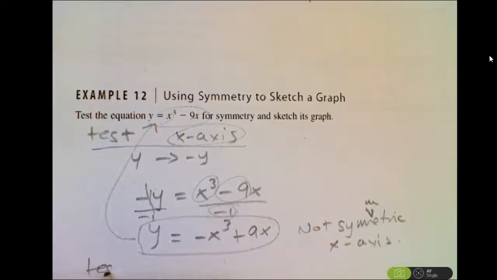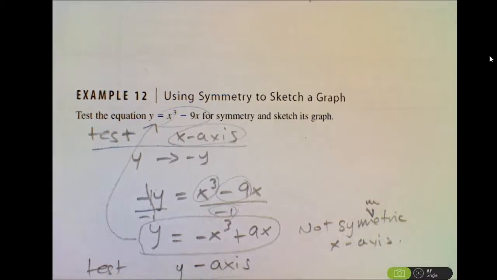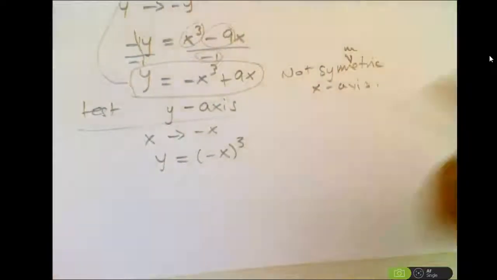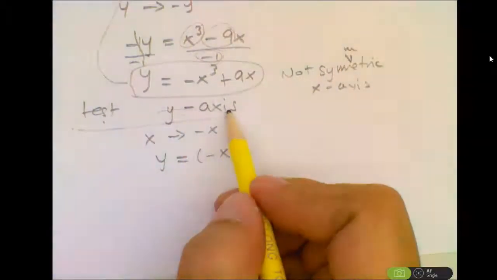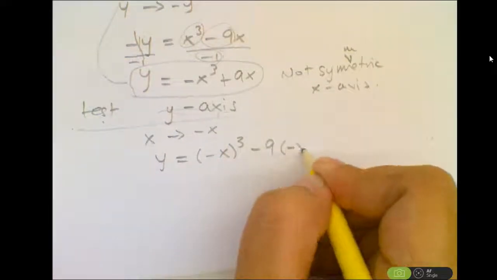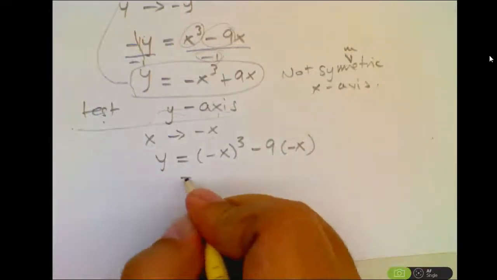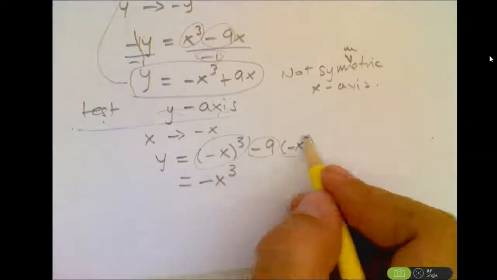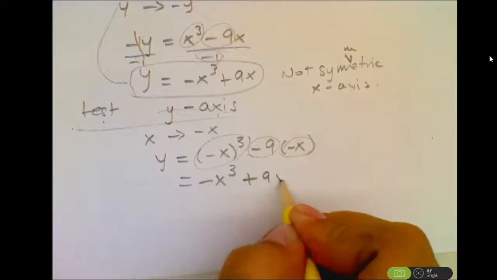Now you test if it's symmetric with respect to the y-axis. For that you have to change x into negative x. So I write my equation, but instead of x I'm going to have negative x. Okay, sorry. So you test for symmetry around the y-axis, you change x with negative x, and then you simplify and see if you get the same. Remember that we did this before. This is just negative x cubed, and negative 9 with negative x becomes positive 9.